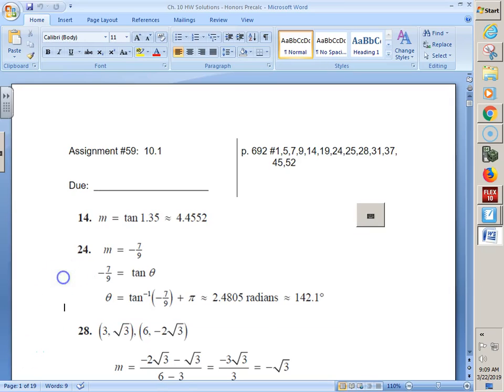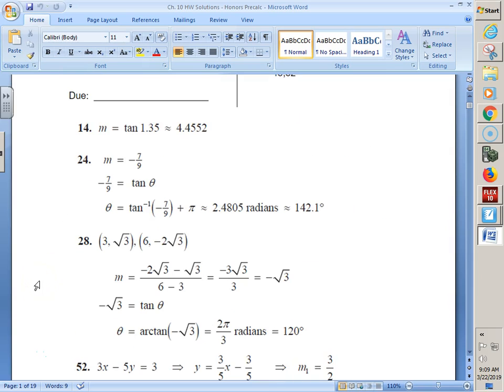Number 24. They gave it to you in radians, but they also gave it to you in degrees, so they're kind of indicating, hey, we don't care what mode. This one didn't matter, this one does, because that angle was given to us in radians. There was no degree mark.